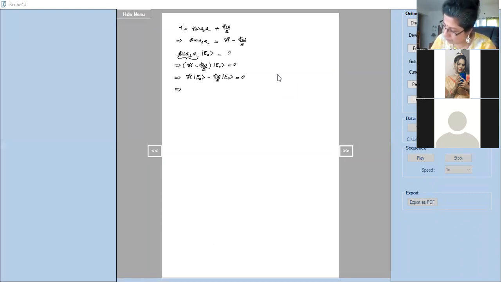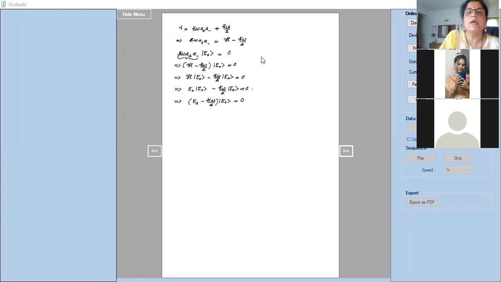Which implies that the Hamiltonian acting on E naught will give us E naught, the minimum energy, so E naught minus h cross omega by 2, E naught must be equal to 0. This is the number E naught, the minimum energy value. This is the eigenstate E naught. Please remember there's a difference between the two. Now we have two options here. One option is that your E naught itself is the null vector.